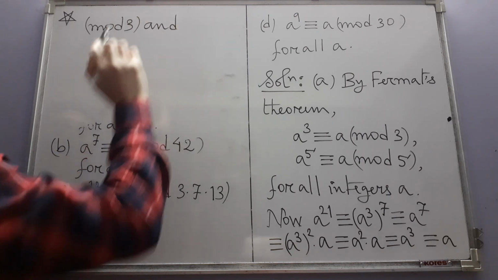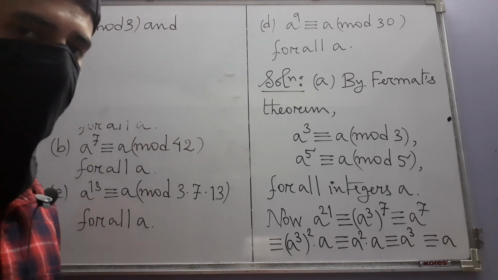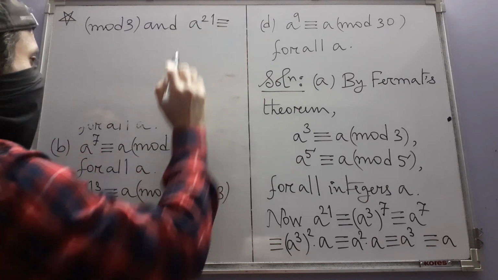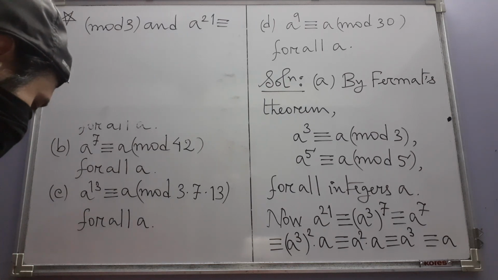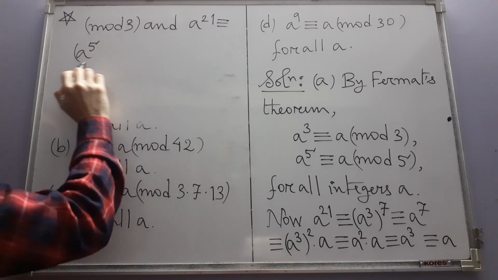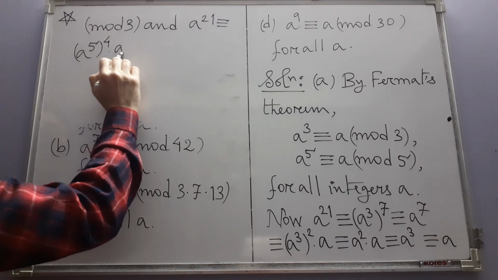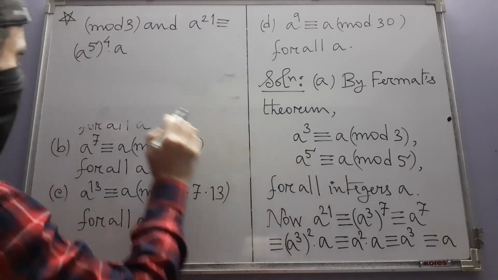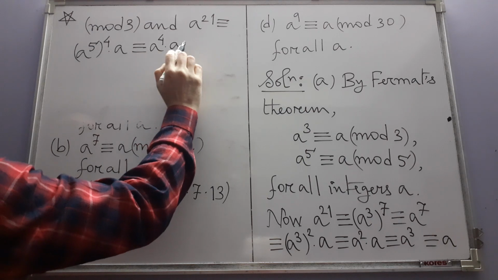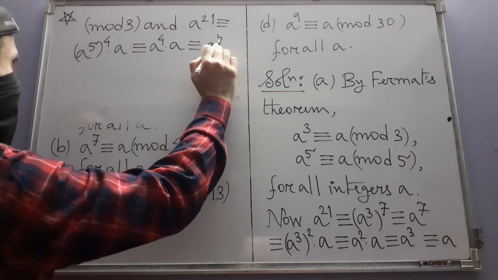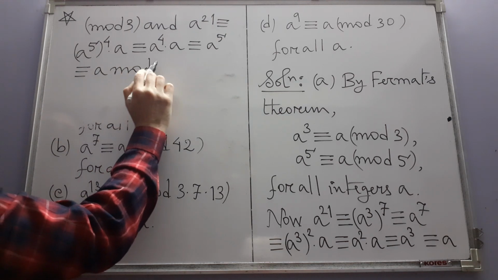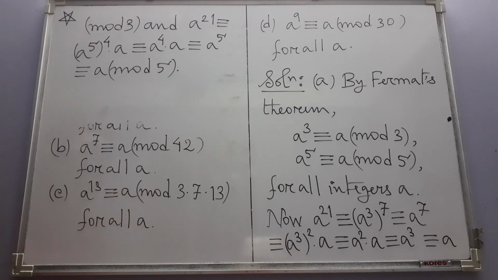And next let's see for the prime 5. A to the power 21 is expressible in this form. But modulo 5 a to the power 5 is congruent to a. So that means we are getting a to the power 4 times a. So that is again a to the power 5, which is again congruent to a modulo 5.